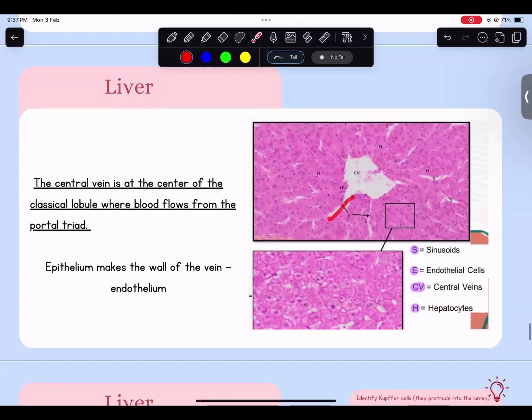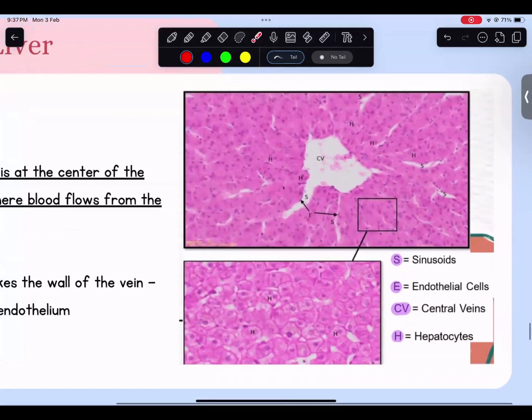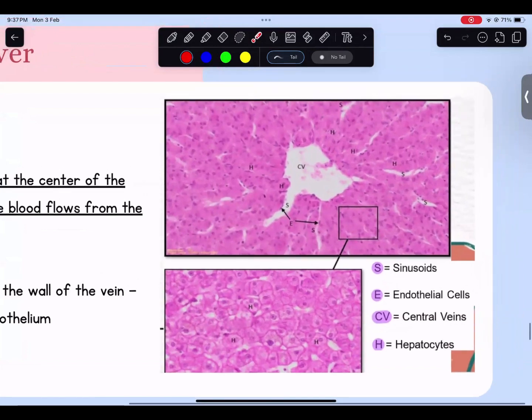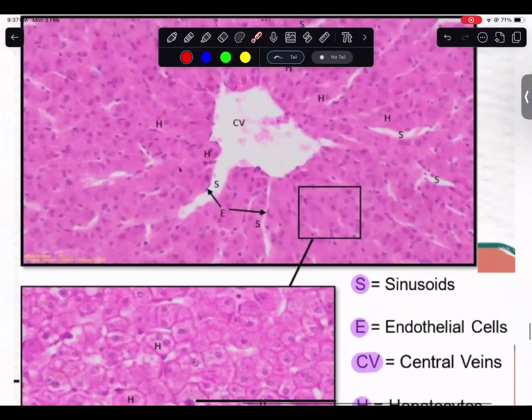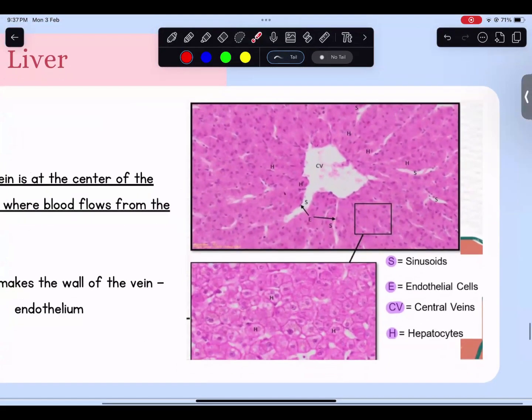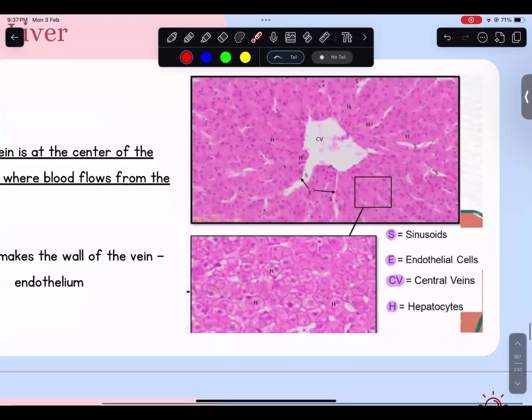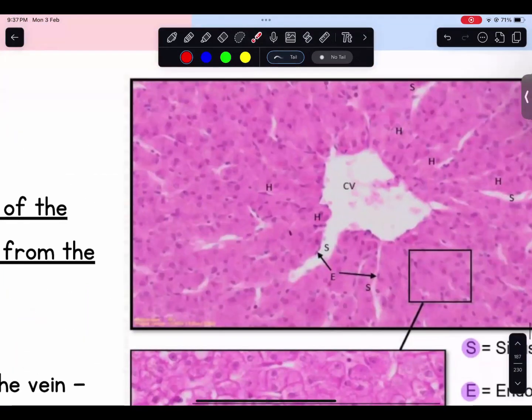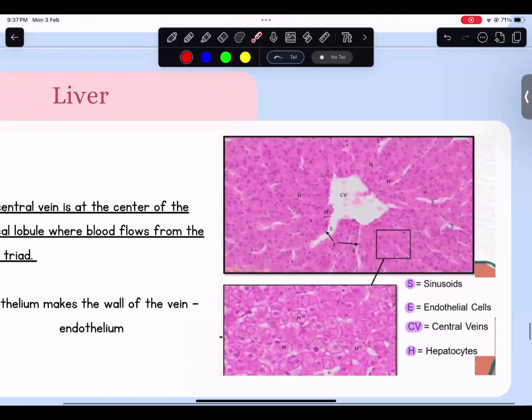Okay, so these are sinusoids, and sinusoids are basically lined by endothelial cells, which are these flattened nuclei. These ones. I hope you guys can see them. They're very flattened here, just right here, and there's one here. And this entire pathway is called the sinusoid, which is draining into the central vein. Then you also have hepatocytes all around the liver, all these cells which are not flattened nuclei, just round nuclei. These are hepatocytes, the cells of the liver.